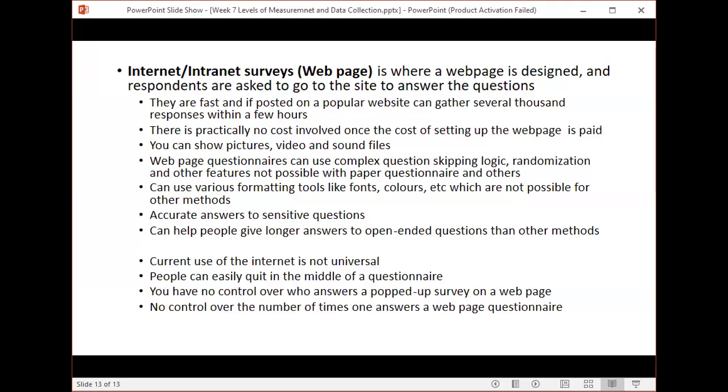Technology has advanced where IP addresses and stuff like that can be used, so we can know and restrict. Once it pops up on this computer, it won't pop up on it again. So you can restrict who, or the number of times, one will answer a particular web page questionnaire.